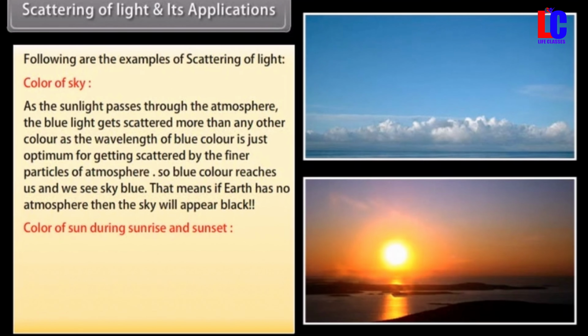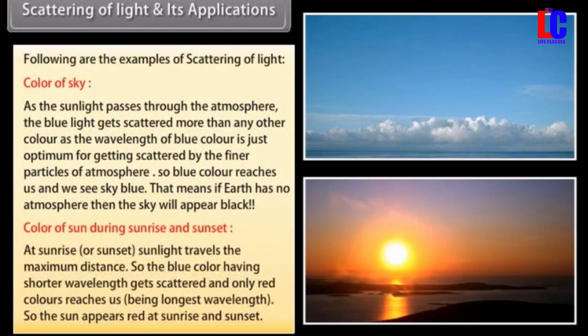Color of the sun during sunrise and sunset. At sunrise or sunset, sunlight travels the maximum distance. So the blue color, having shorter wavelength, gets scattered and only red color reaches us, being the longest wavelength. So the sun appears red at sunrise and sunset.